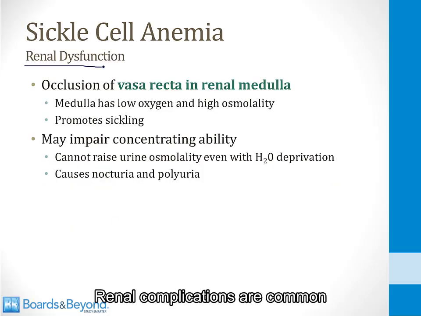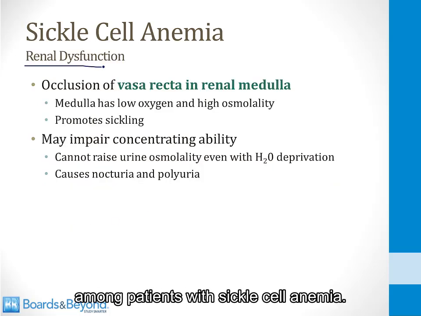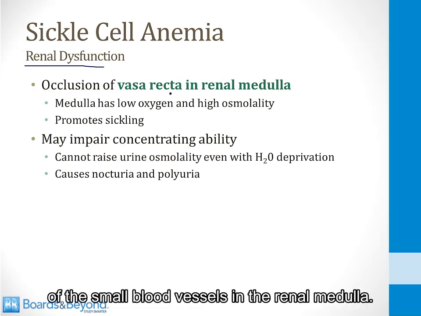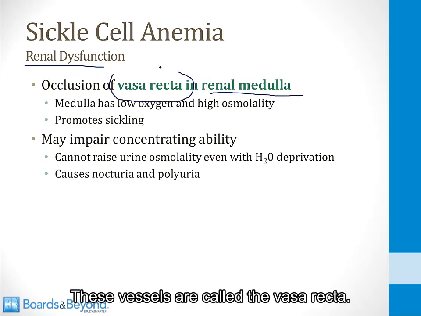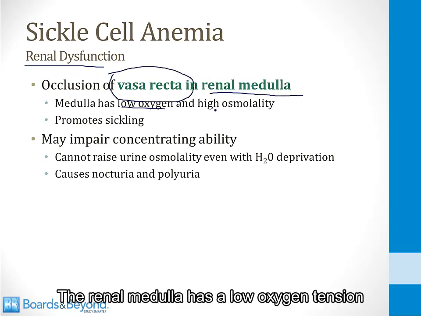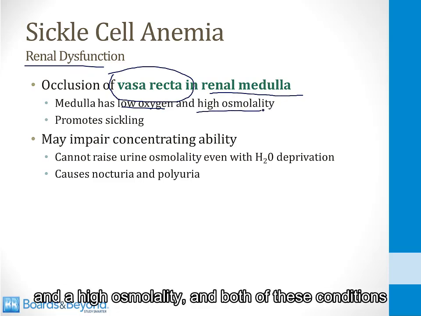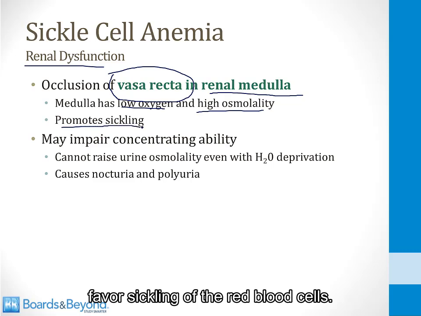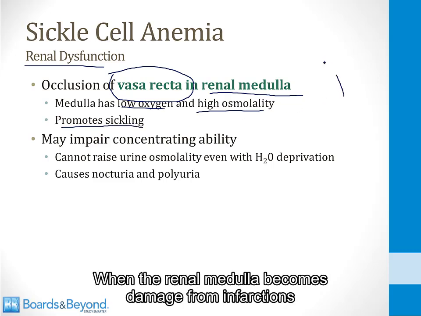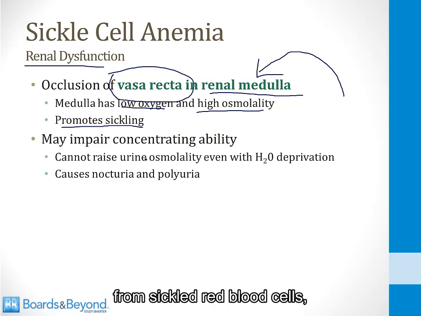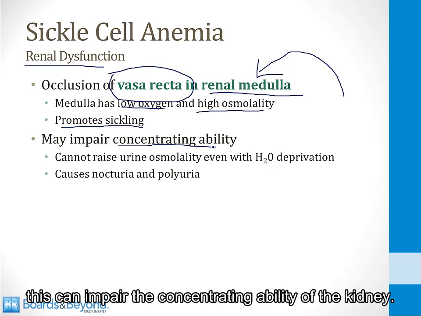Renal complications are common among patients with sickle cell anemia. In particular, there is often occlusion of the small blood vessels in the renal medulla. These vessels are called the vasa recta. The renal medulla has a low oxygen tension and a high osmolality, and both of these conditions favor sickling of the red blood cells. When the renal medulla becomes damaged from infarctions from sickled red blood cells, this can impair the concentrating ability of the kidney.